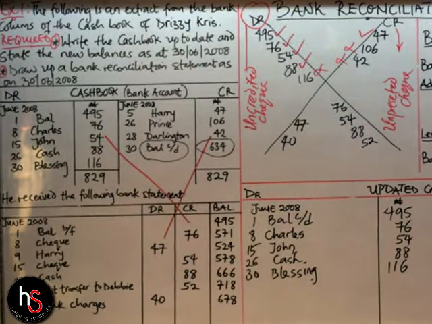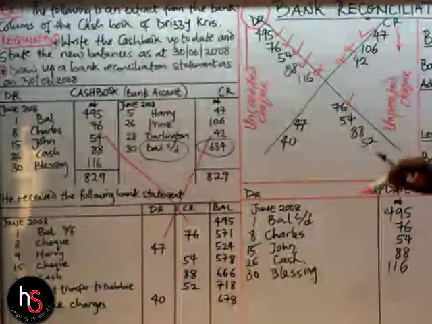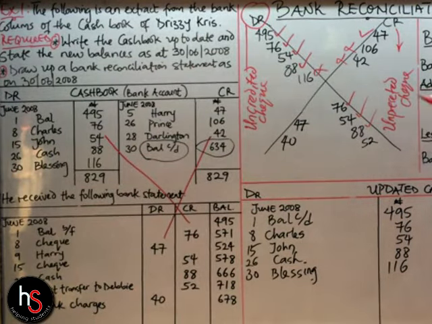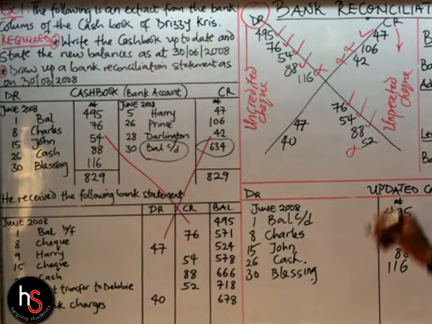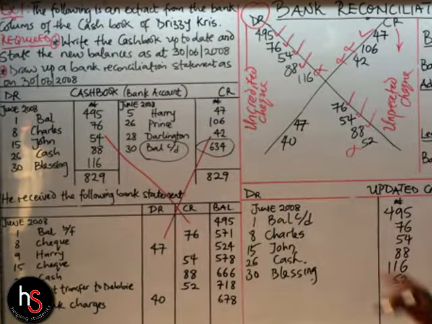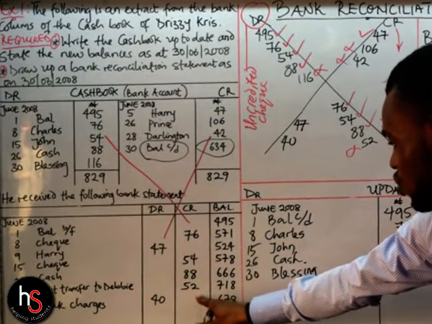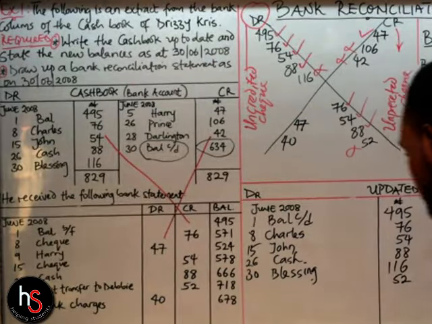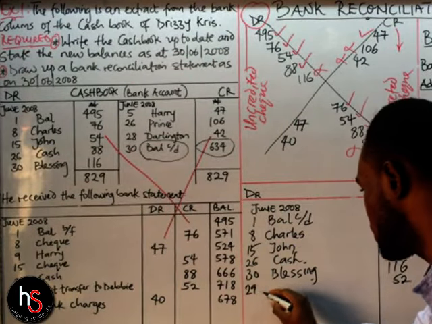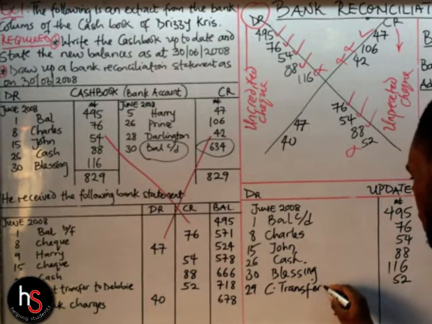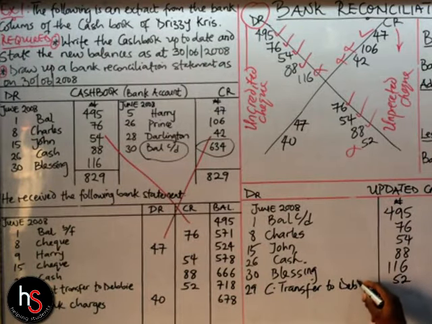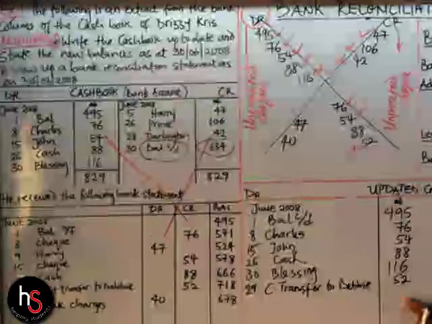What about here? We have what? 76. Okay. Remember, we got 76 here, right? That is 76. That was 54. That was 88. And there was no 52. So 52 comes down again. We'll have 52 here. And what is the date for the transaction on the 52? It was credit transfer to debit on the 29th. So we have credit transfer to debit. And that was the value for the 52.